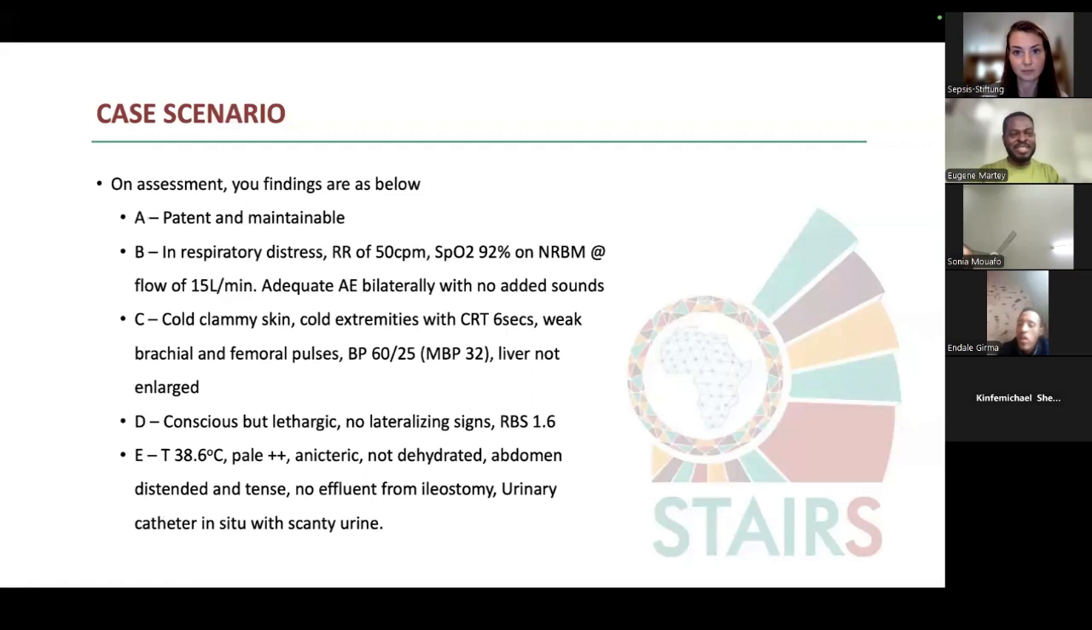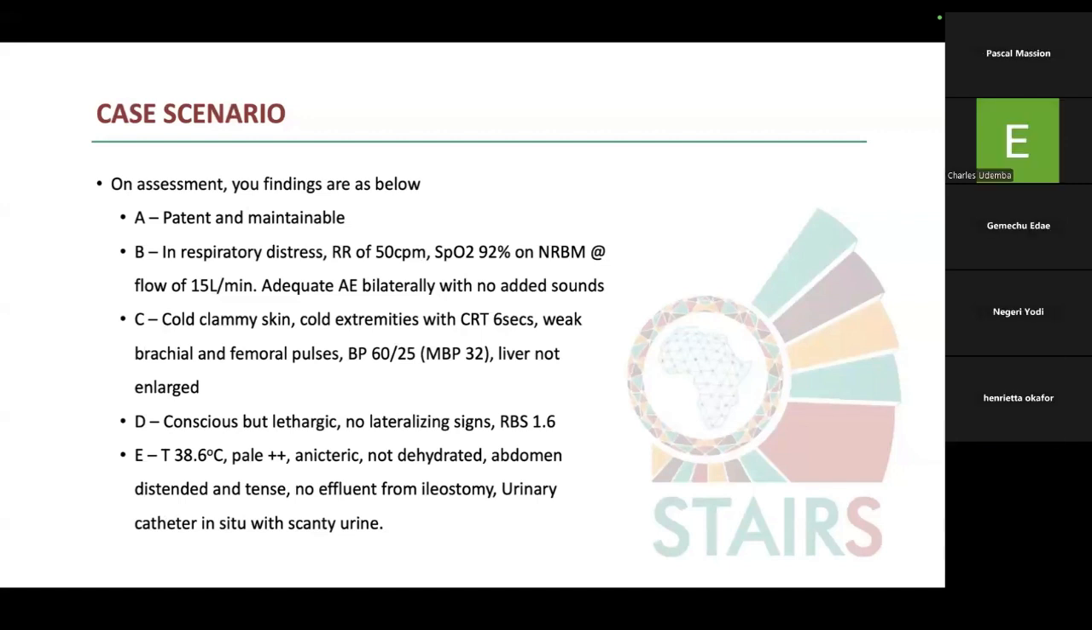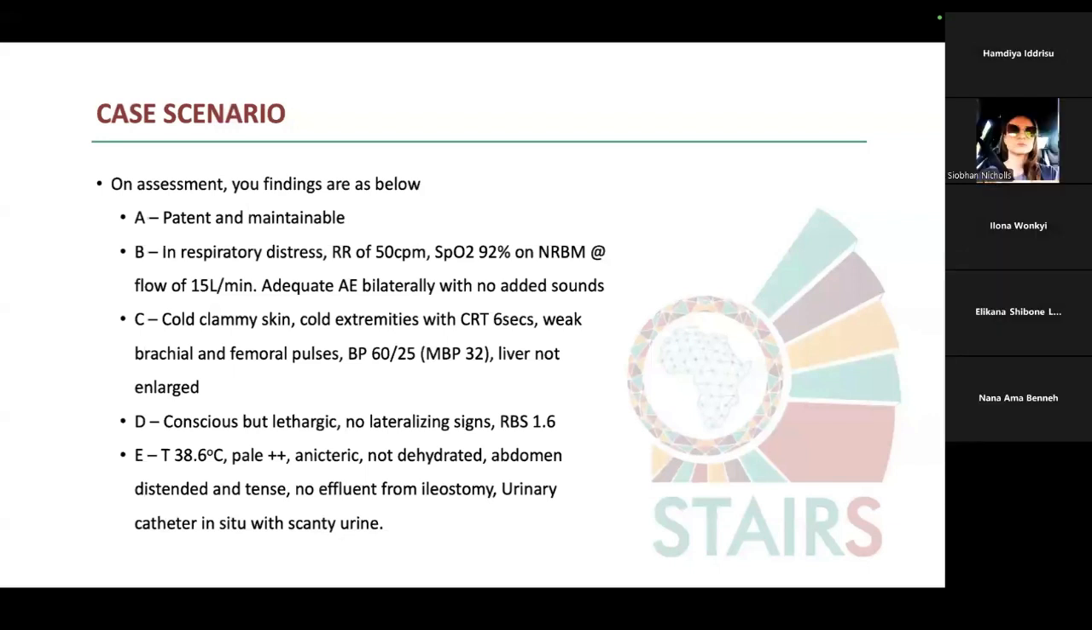So on your assessment, these are your findings. You found the airway to be patent and maintainable. Child was in respiratory distress. The rate was 50 cycles per minute, saturation of 92% on non-rebreather mask at a flow of 15 liters, which puts our FiO2 at approximately 80%. Had adequate air entry bilaterally with no added sounds. Had cold, clammy skin, cold extremities, and capillary refill was 6 seconds. The brachial and femoral pulses were weak and thready. The heart rate was 180. Your blood pressure is 60 on 25 with a mean blood pressure of 32.